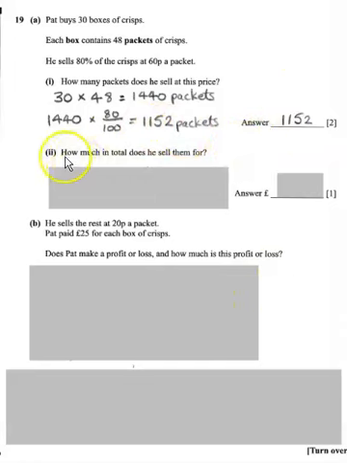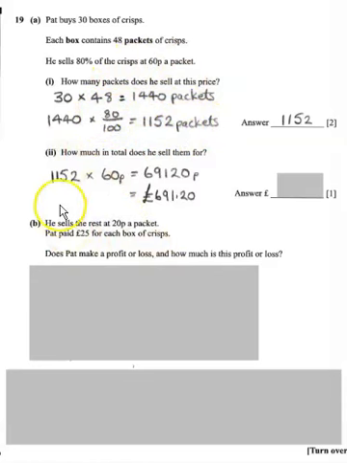So for question 2 there, how much in total does he sell them for? So for these packets, it was 60p a packet. So 1,152 times 60p, and that is 69,120 pence. Now, to change pence to pounds, we divide by 100. So that would be £691 and 20 pence. So he sells the rest at 20p a packet.